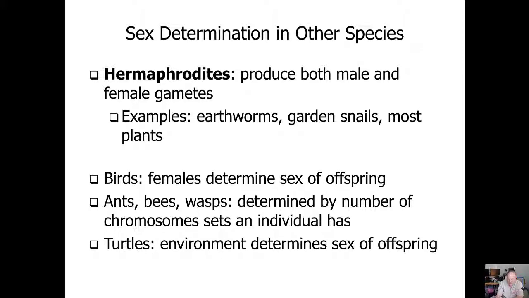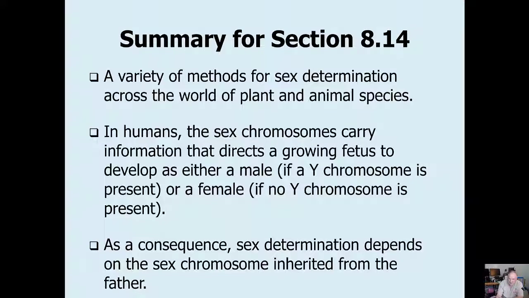In birds, females determine the sex of the offspring. Ants, bees, and wasps are determined by the number of chromosome sets that each individual has. It's quite interesting. And in turtles, the temperature of the environment determines the sex of the offspring. So there's a variety of methods for sex determination across the world of plants and animals. In humans, the sex chromosomes carry information that directs a growing fetus to develop as either a male or a female. It's usually determined in the first 14, 15 weeks. As a consequence, sex determination depends on the sex chromosome inherited from the father.